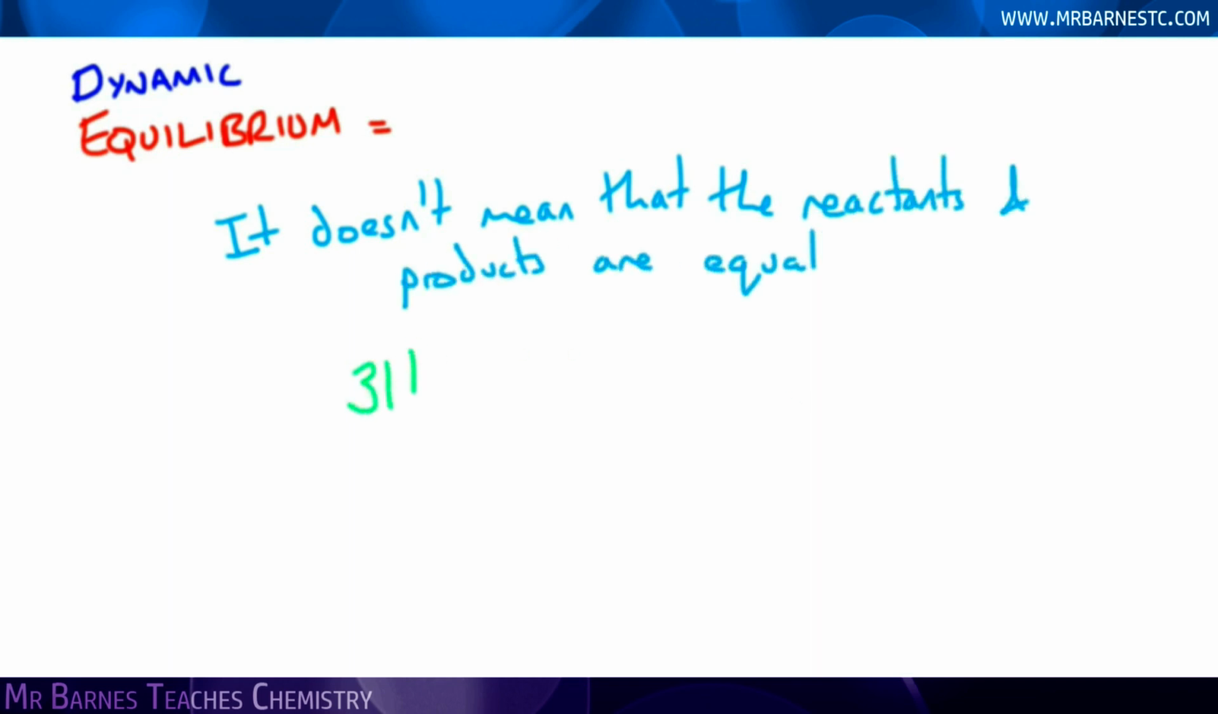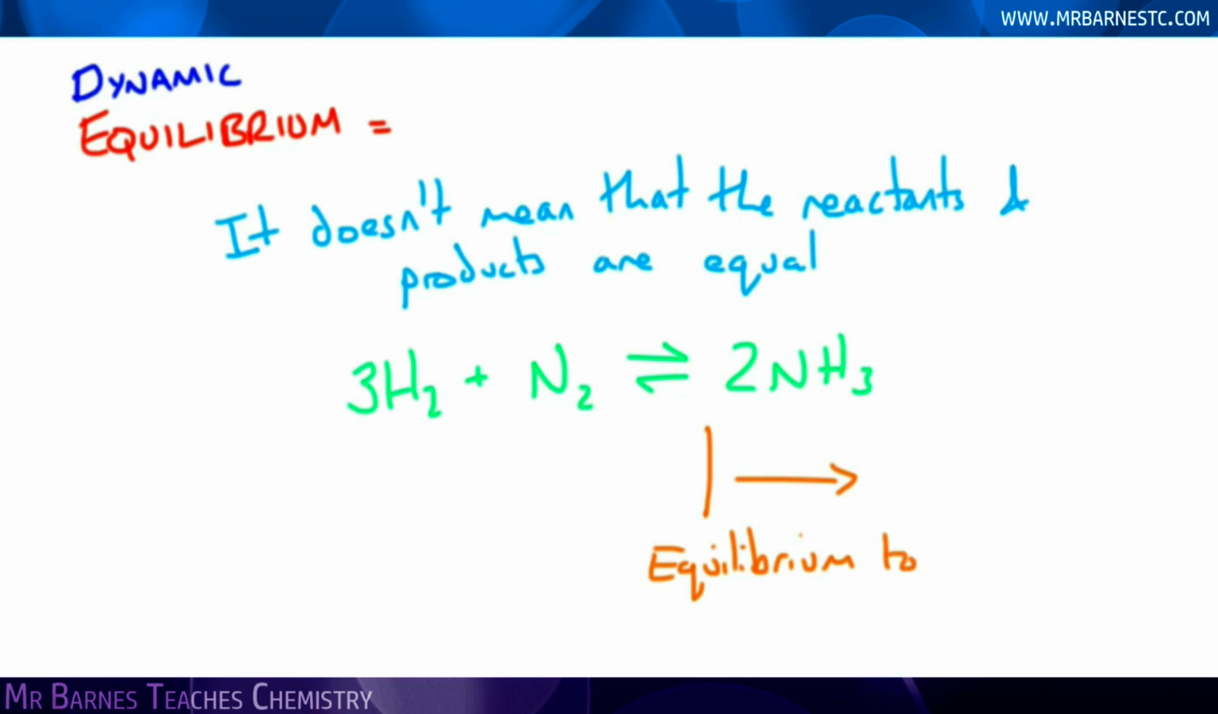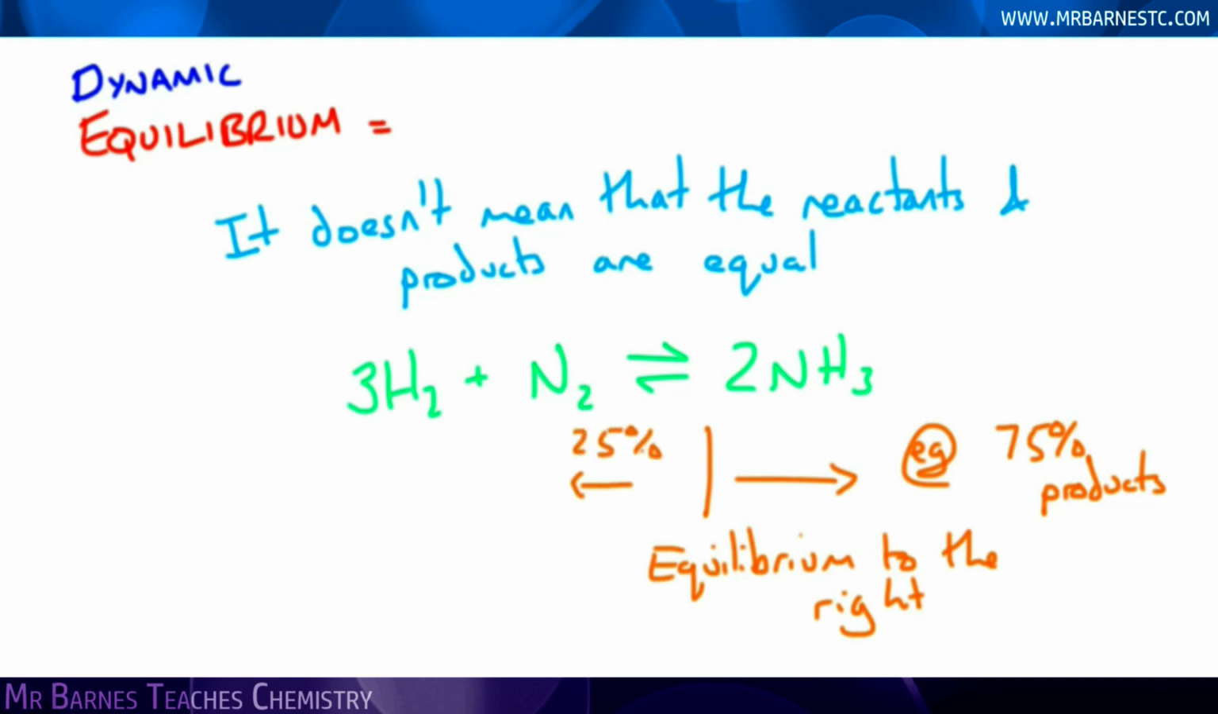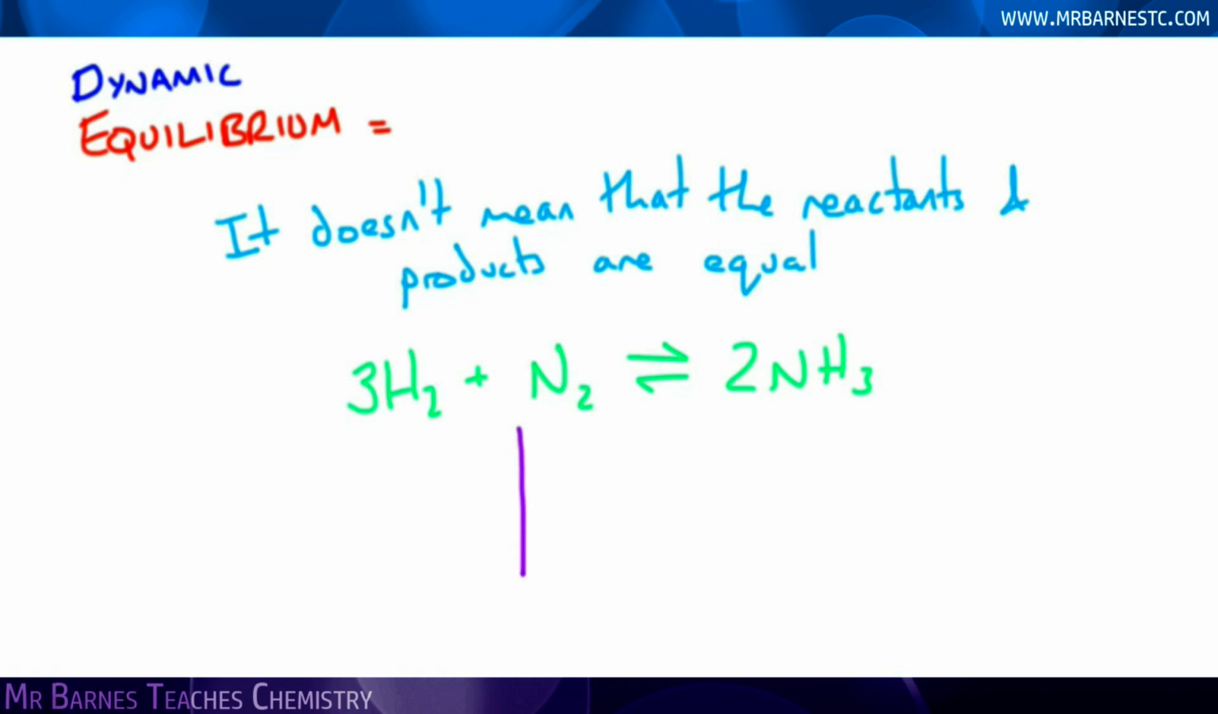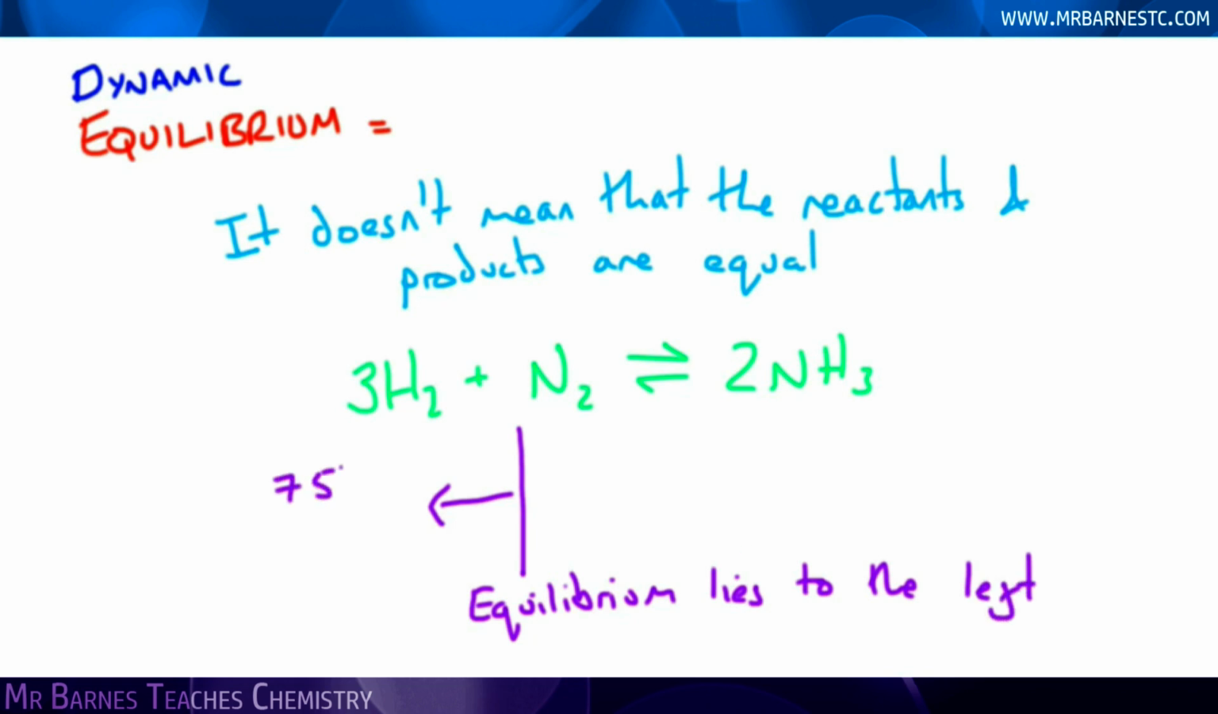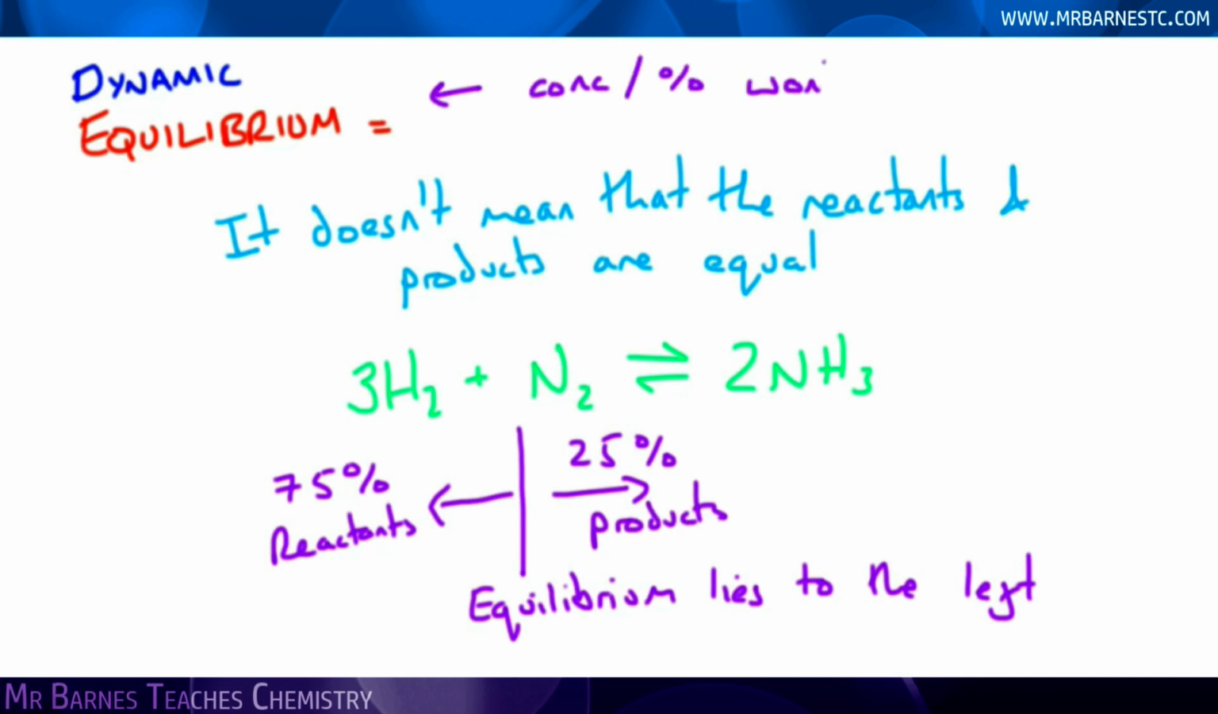Again, if we have a look at the example of hydrogen and nitrogen reacting together to make ammonia, I can have my equilibrium lying to the right, and if that's the case I might have 75% of my products and only 25% of my reactants. But if it's at equilibrium, I will stay at 75% of products and 25% of reactants. And similarly, if the equilibrium lies to the left, I might have 75% of my reactants and 25% of my products. If it's at dynamic equilibrium, it will stay at that 75% and 25%. In other words, the concentration, the percentage, will not change.